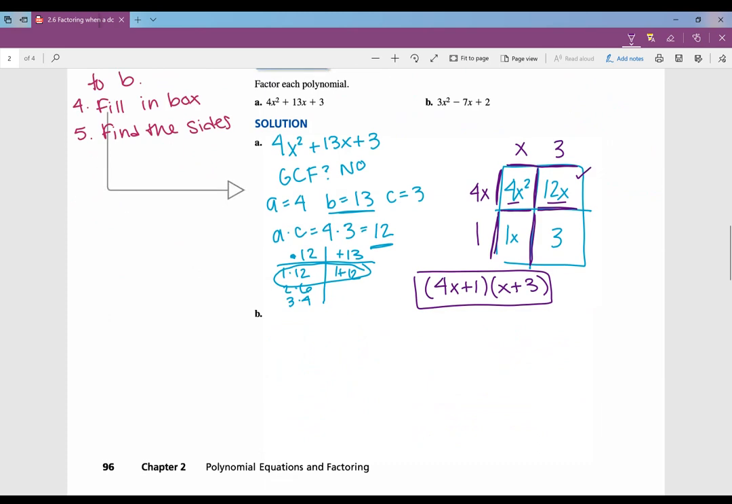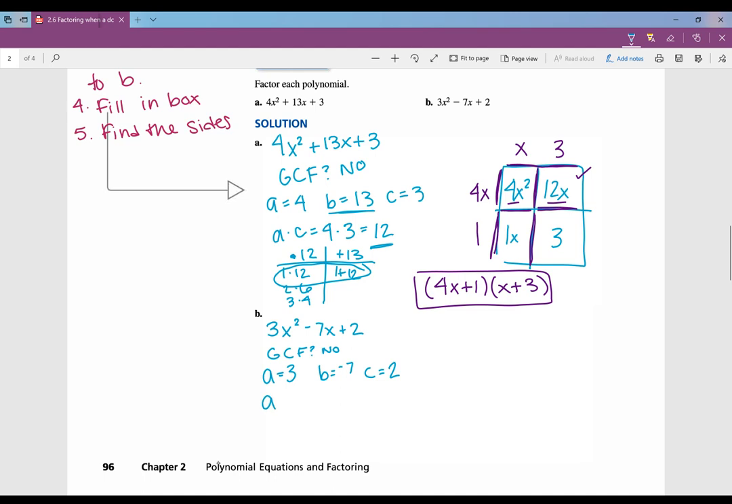Okay, let's look at B. So for B, we have 3x squared minus 7x plus 2. So again, we want to check for a GCF. We don't have one here either because 3, negative 7, and 2 don't have anything in common. So let's move on to our next step, finding A, B, and C. So A is 3, B is negative 7, C is 2.